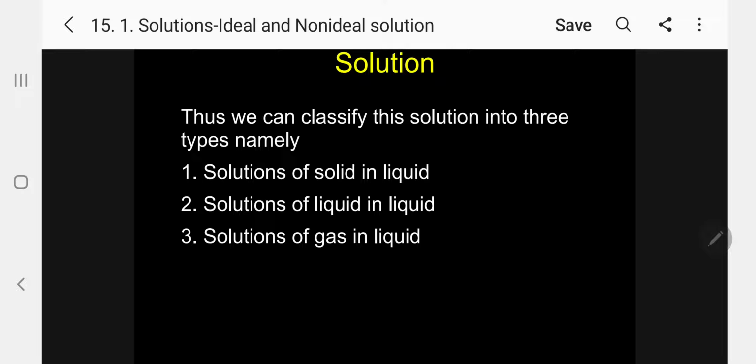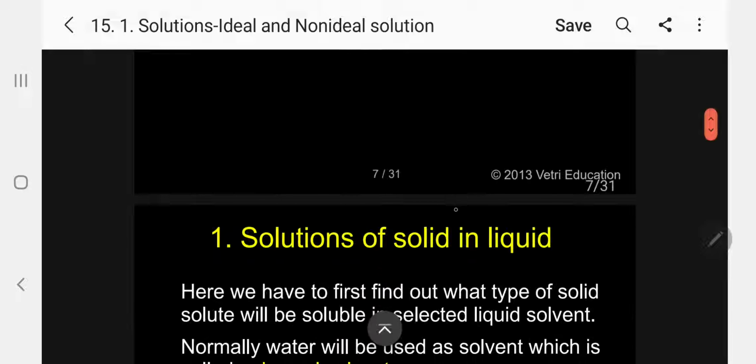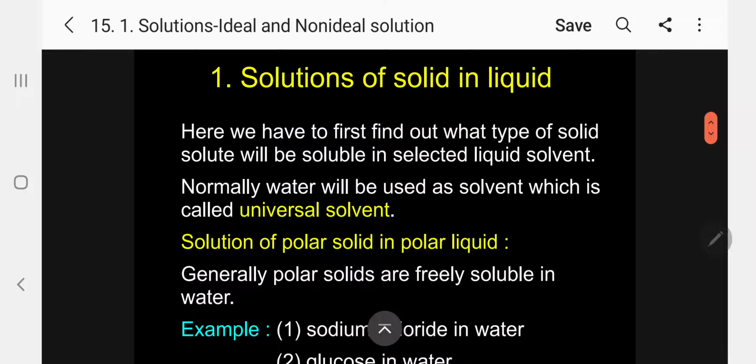Now, if you are considering this solution, keeping the solvent as a liquid, we can classify it into 3 types, namely: number 1, solutions of solid in liquid; solutions of liquid in liquid; and solutions of gas in liquid. So there are three types we have. Let me discuss one by one. First one, solutions of solid in liquid.